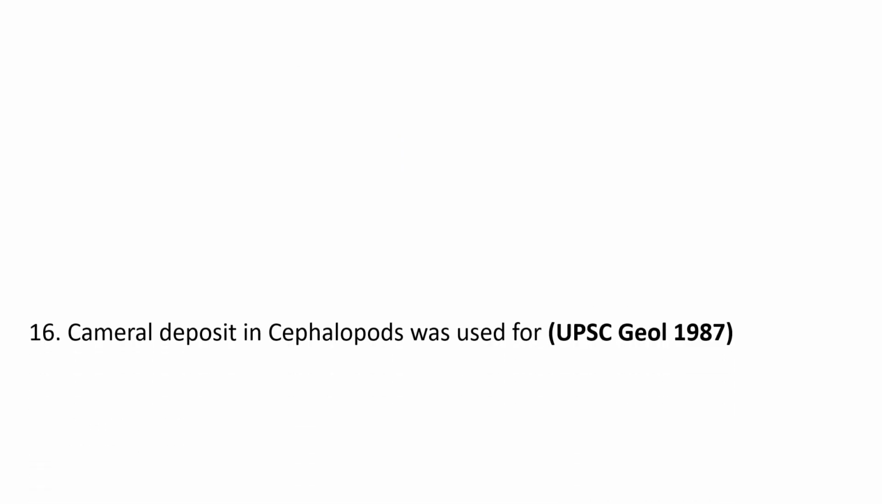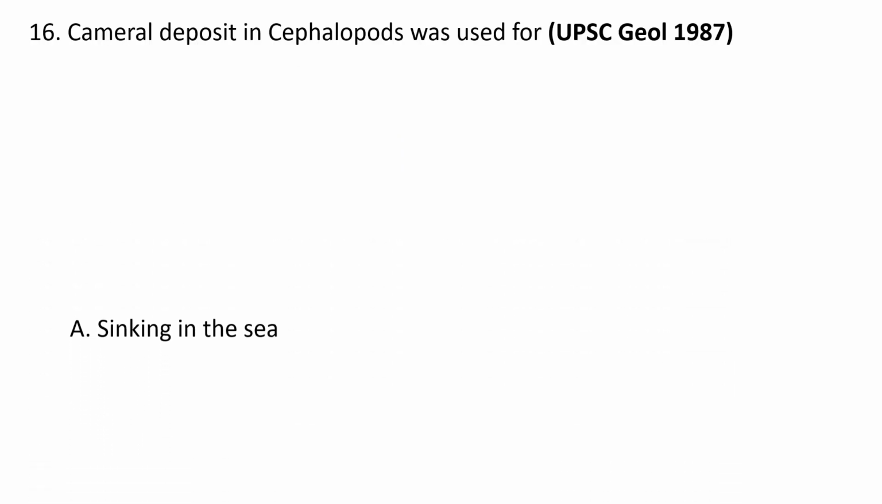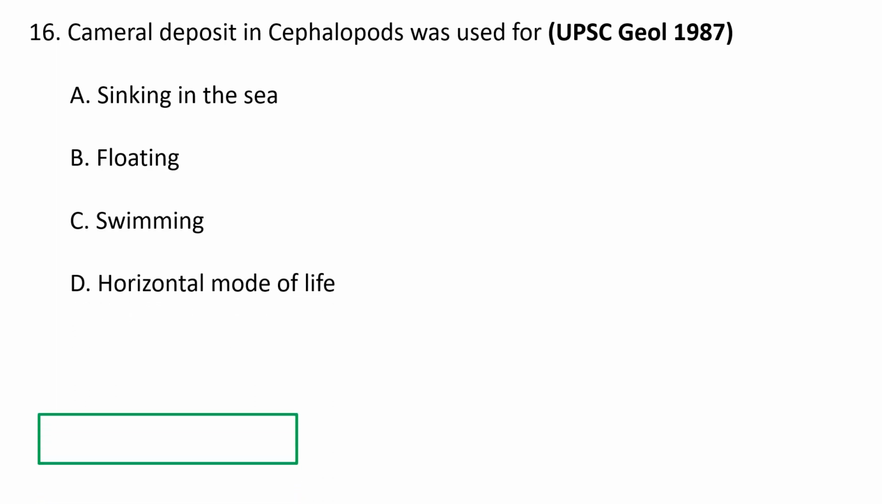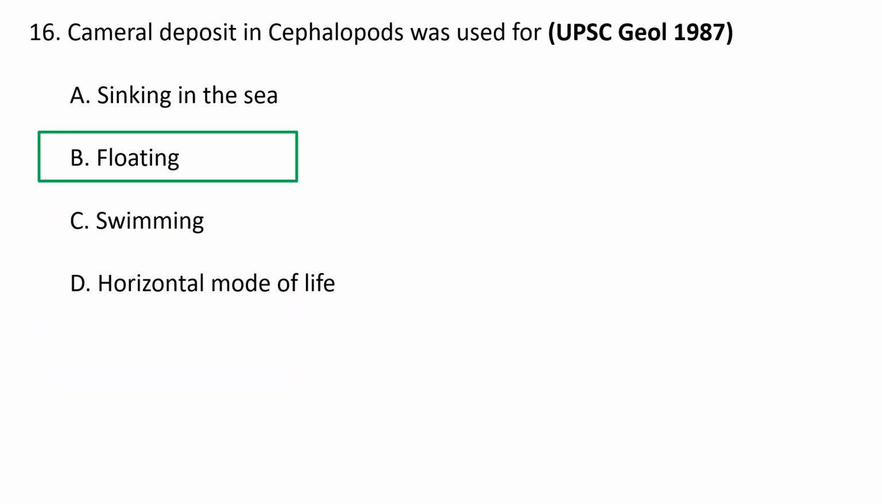So A, it consists of one wall, is the correct answer. Next question. Cameral deposit in cephalopods was used for A. Sinking in the sea, B. Floating, C. Swimming, and D. Horizontal mode of life. Cameral deposit in cephalopods is used for floating. Camerae, or in singular camera, are the spaces or chambers enclosed between two adjacent septa in the phragmocone of a nautiloid or ammonoid cephalopod mollusc. This is used for ballast and control of buoyancy or floating. So B, floating, is the correct answer.